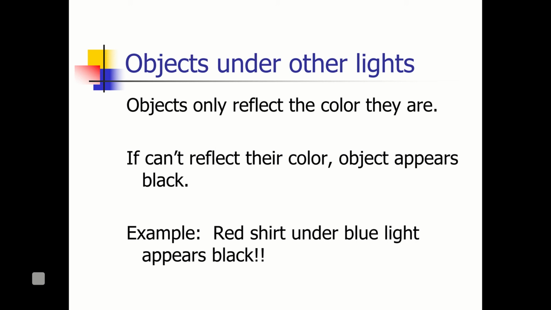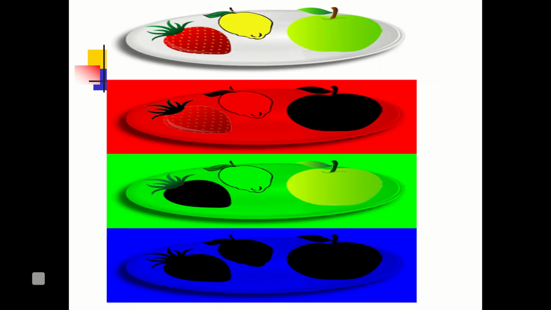All right. So again, an object can only reflect its own color. So if you put it under a different color light, it's going to appear black. If it can't reflect the color that it wants, it appears black. So a red shirt actually under a blue light appears black. All right. And that's what this is trying to show you a little bit here.